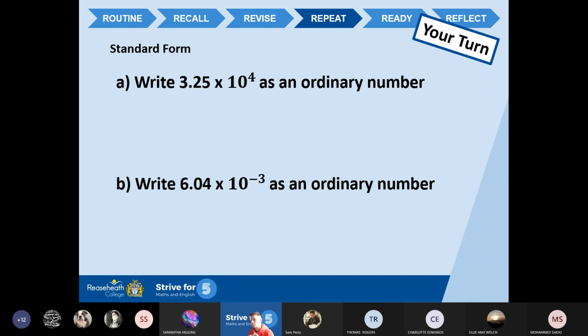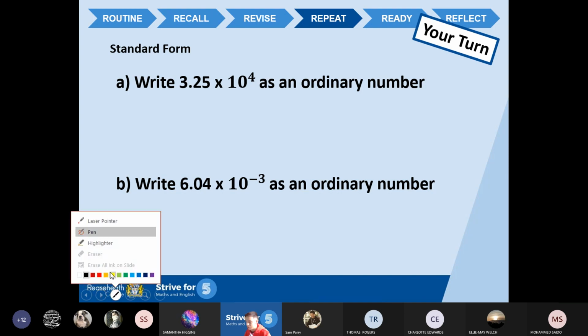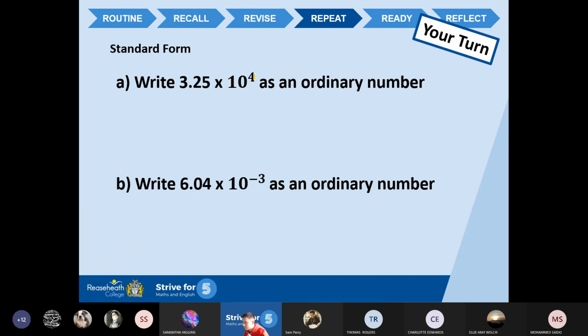Right. So standard form is quite a difficult subject. So don't worry if you're confused. It's absolutely fine. If you've not done it before, it's going to be even more difficult. But let's take our time with it and I'll talk you through what we're trying to do. So basically, you can see we've got a standard form notation there. A number has been put into a standard format there. I'm going to highlight it.